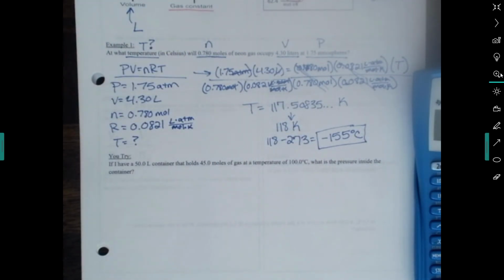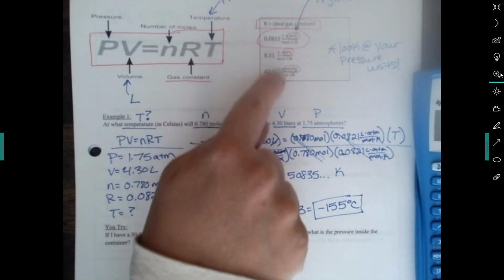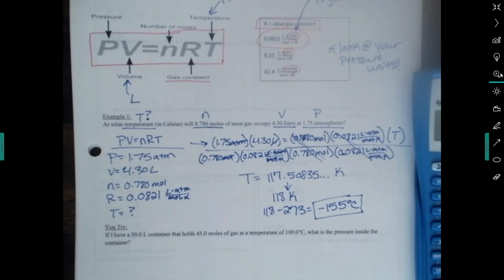Okay, so it's not very different than your other equations that we've done. You just plug and chug into the equation. The only thing that's different is you need to figure out which R to plug in. Other than that, it's pretty much the same.